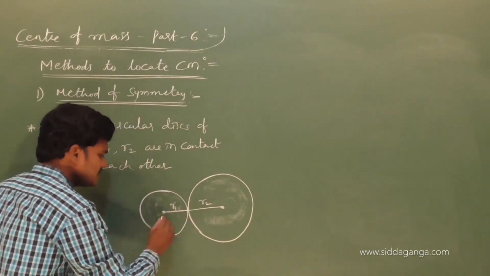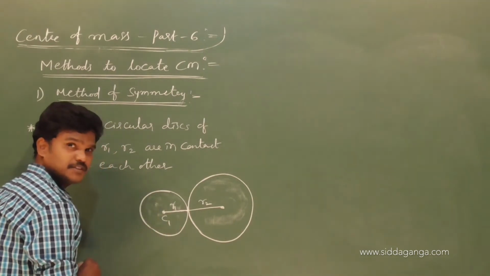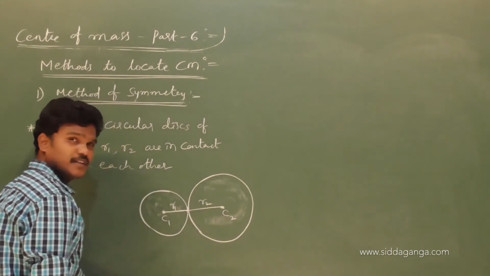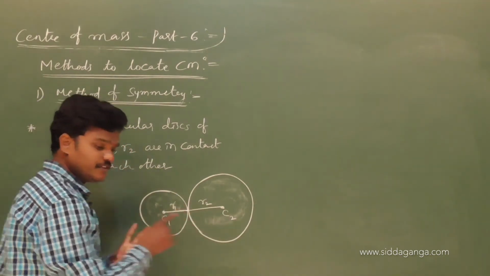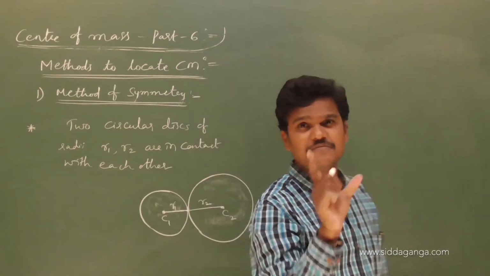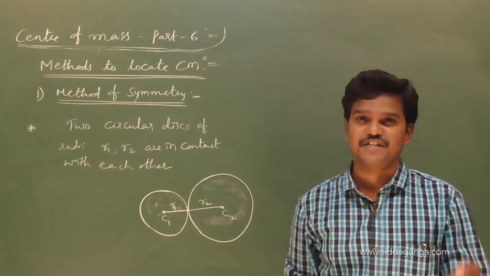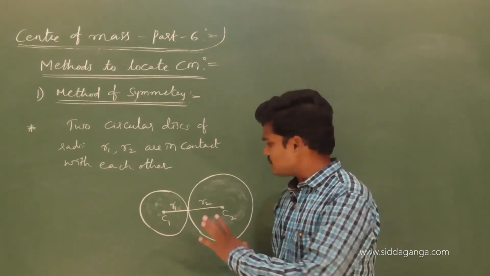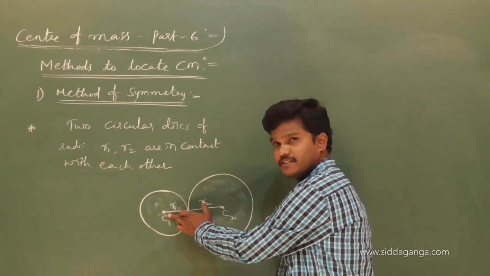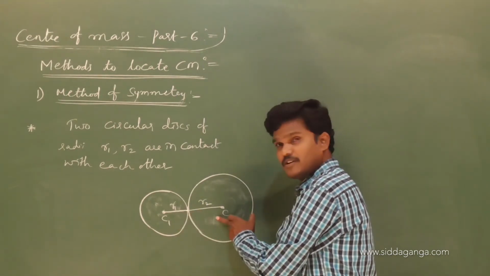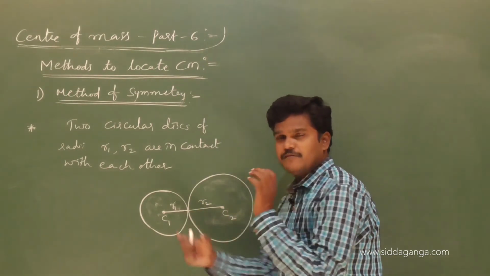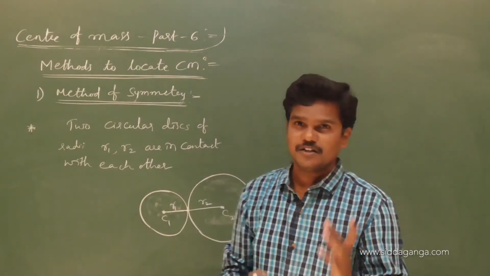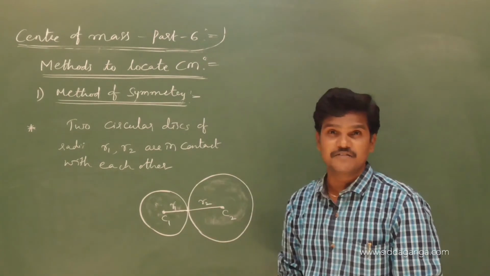If one disc is there, the center of mass is here. C1 is the center of mass of the first disc. C2 is the center of mass of the second disc. If they are in contact with each other, then there will be a shift in the center of mass. If they are individual objects, the center of mass of this one is at the center, at the centroid. The center of mass of the second disc is also at the centroid. If they are placed in contact with each other, the center of mass will change. I think you know in which side the center of mass will shift.